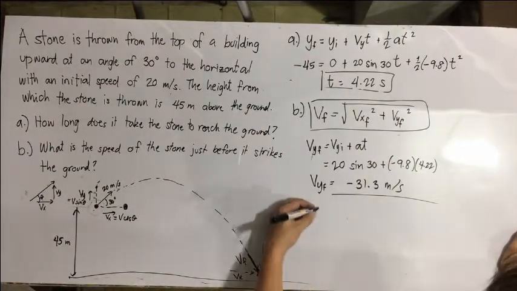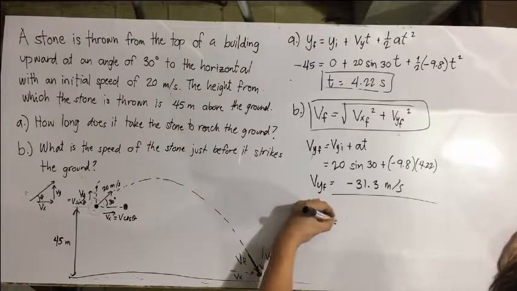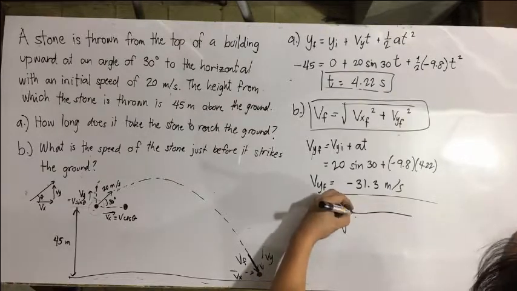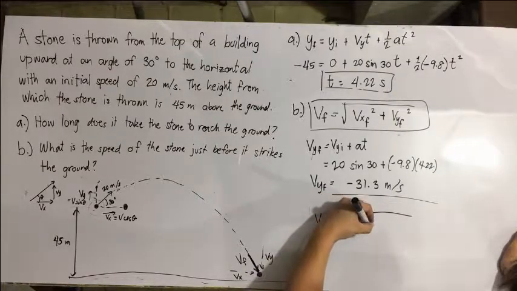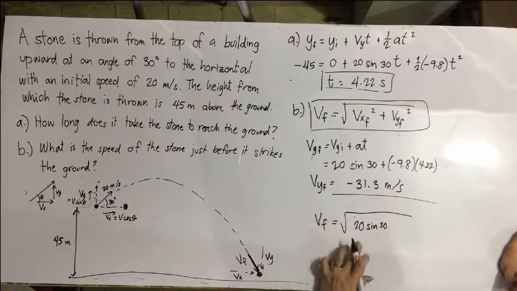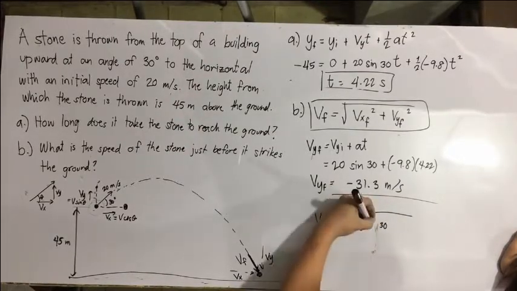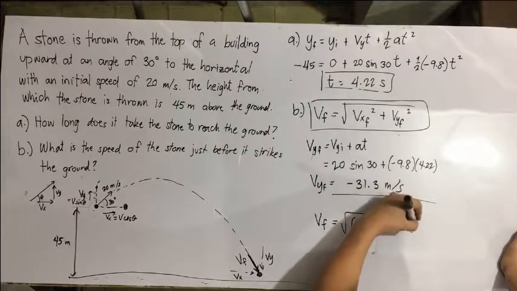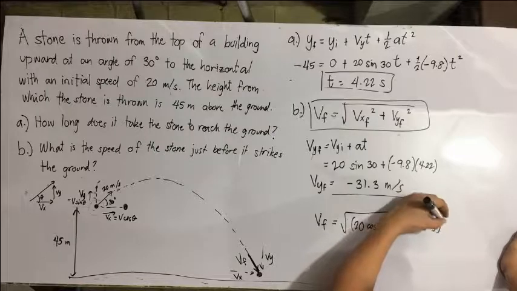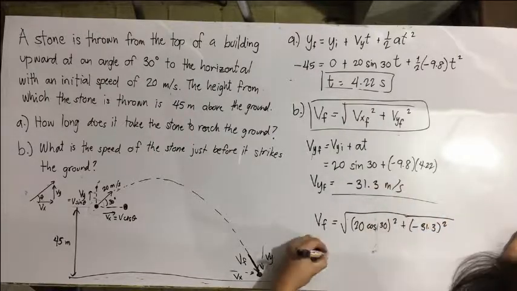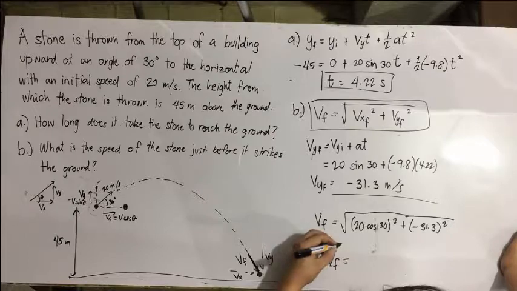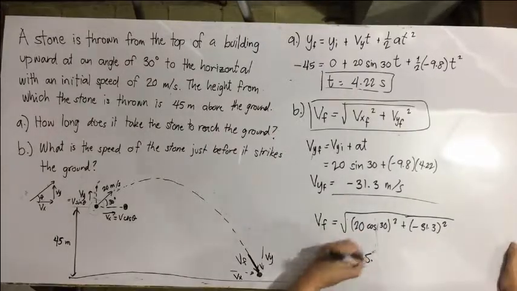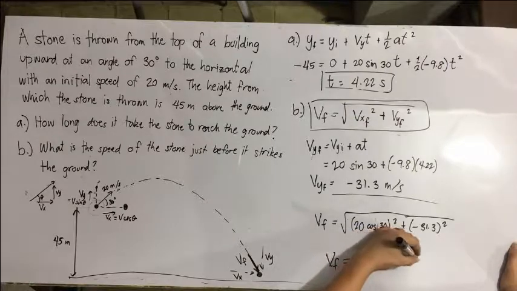Okay, so then we will have VF is equal to the square root of (20 cosine 30) squared plus negative 31.3 squared, and therefore our VF is just equal to 35.8 meters per second.